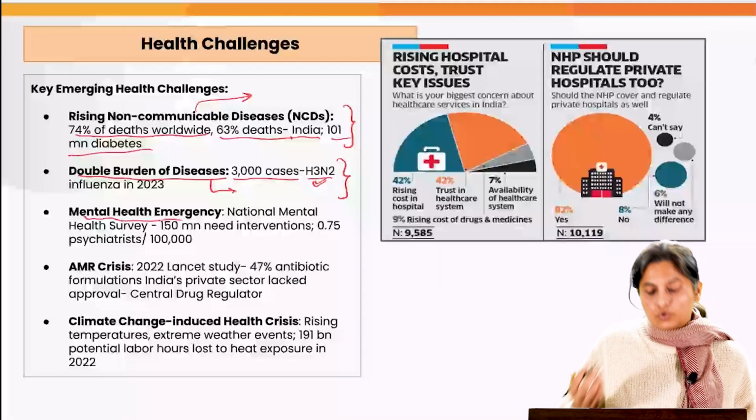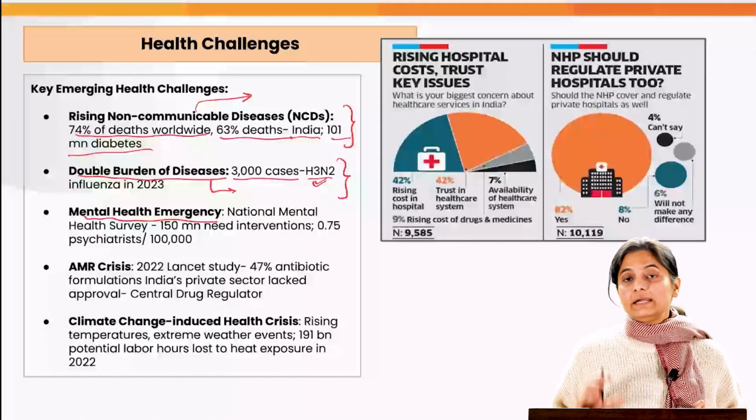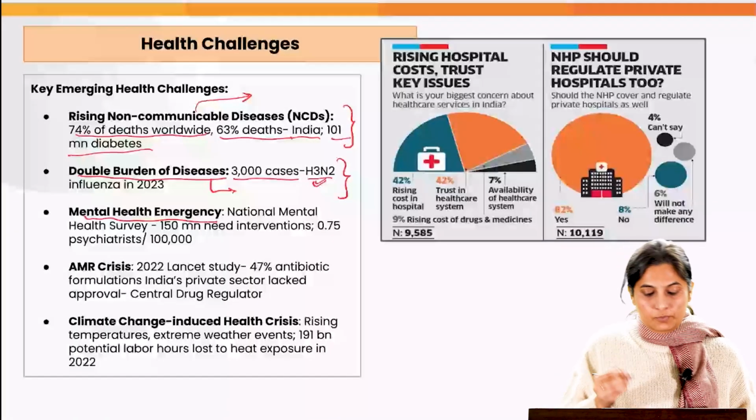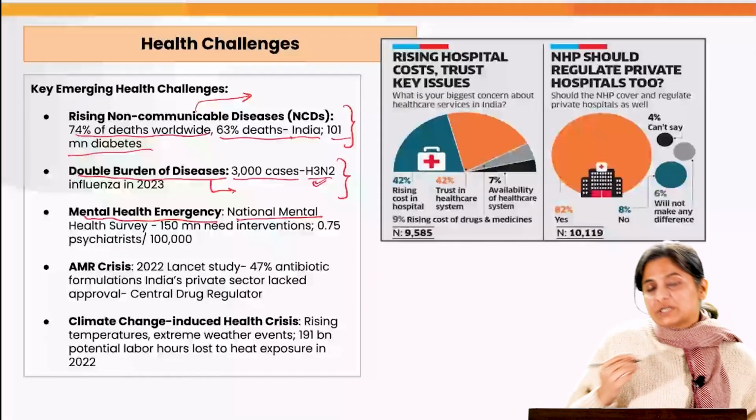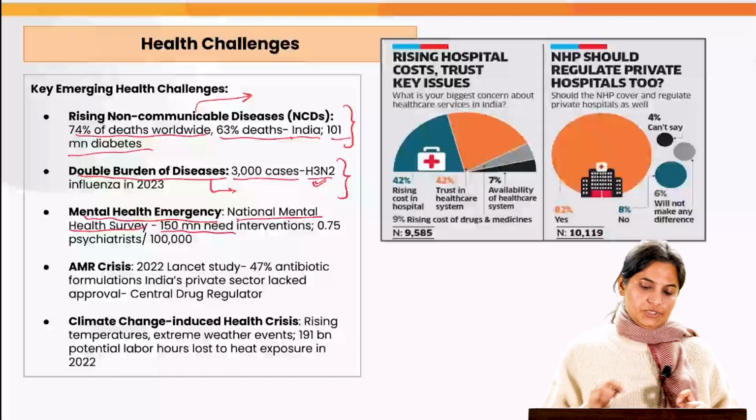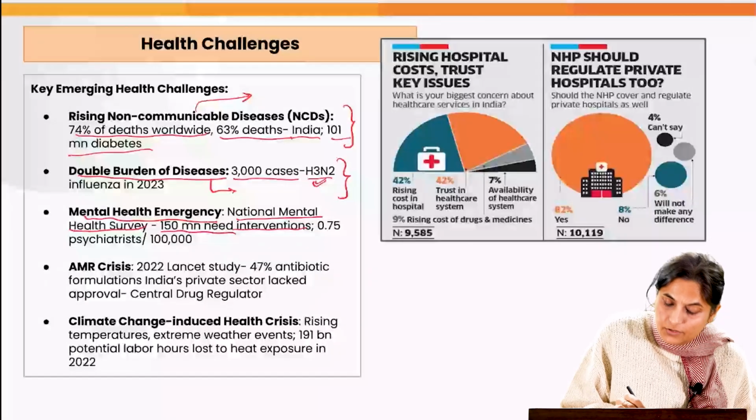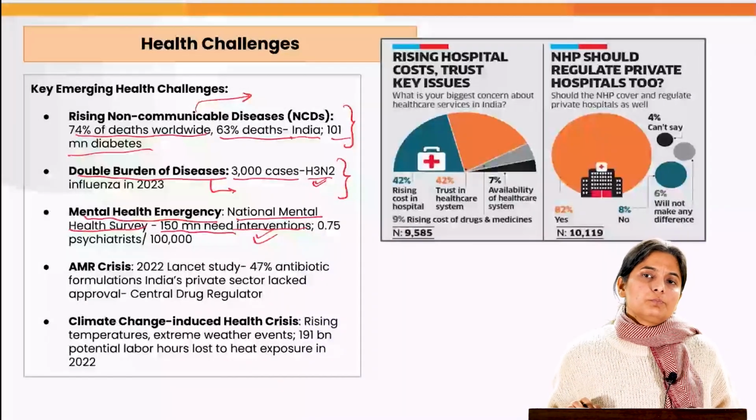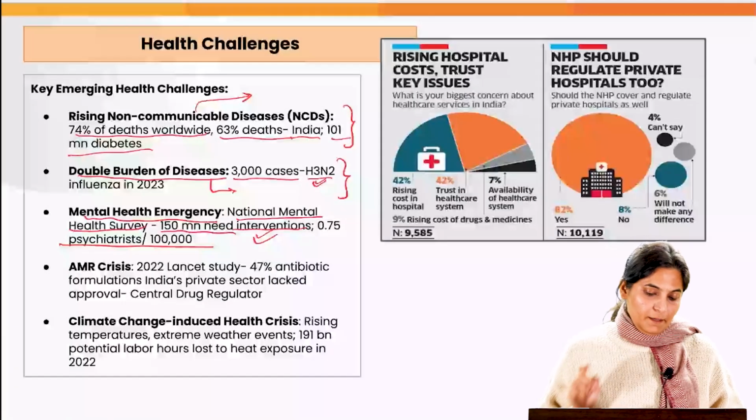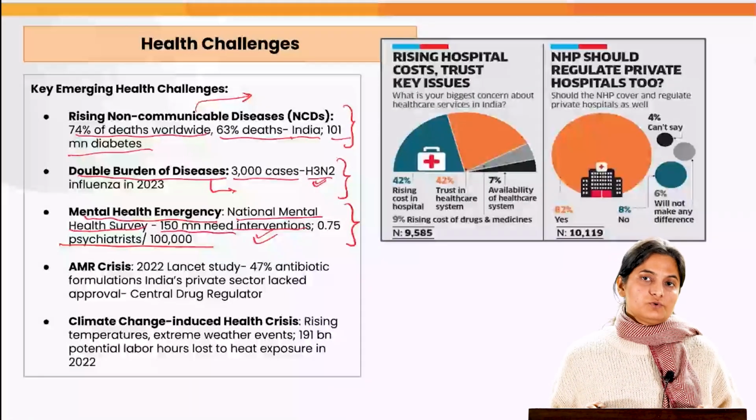Then the growing issue, the elephant in the room which we generally try to avoid: the mental health emergency. The stress, the anxiety, the aggressive nature of people. As per the National Mental Health Survey, around 150 million Indians need mental health interventions, active interventions, and only around 0.7 psychiatrists are available per 100,000 population. That is the degree of the issue that we are facing.